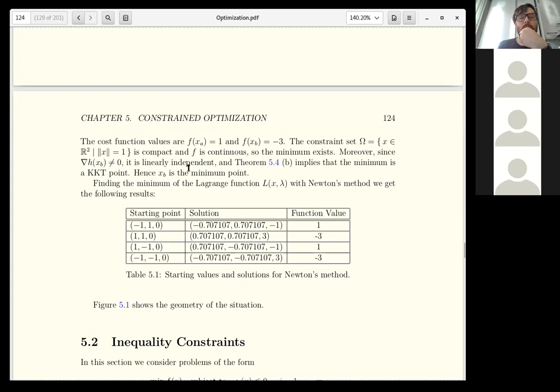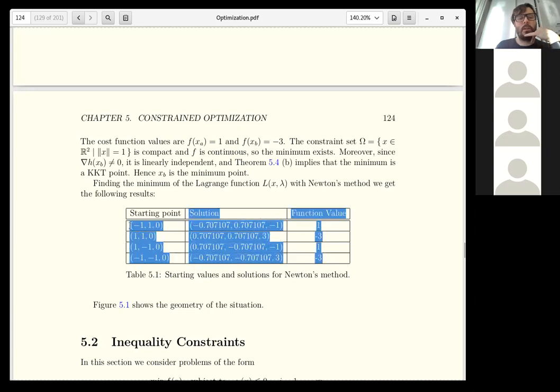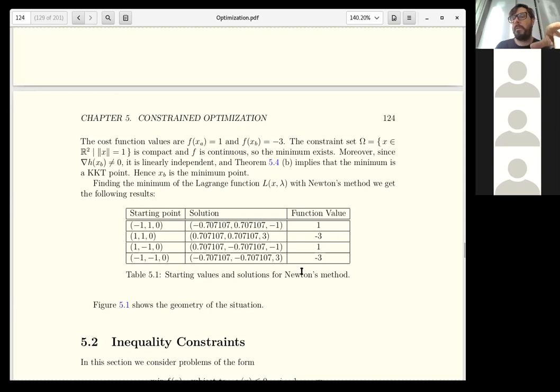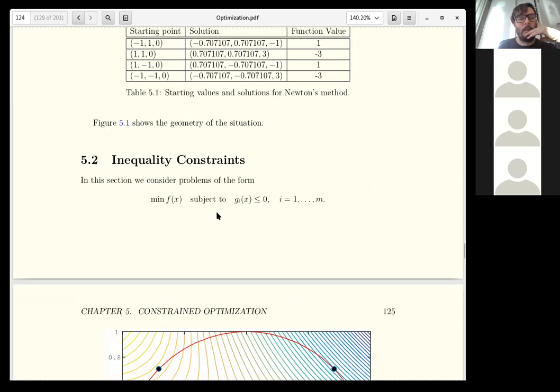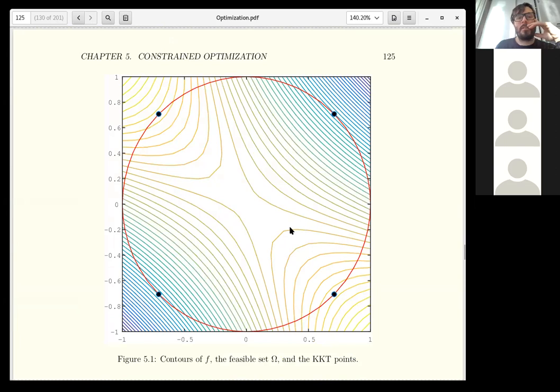We can do it with Newton's method, and we can find certain solutions. If you want to try this out, you can try it out with the method that we did. We'll do this in the exercises this week, but I just wanted to show it here. So here's a picture of it. There will be 4 points corresponding to the KKT points, and then we need to figure out which of these points are actual minimums and which are maximums.